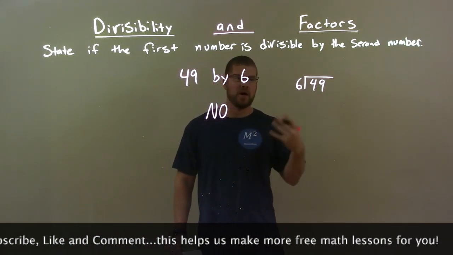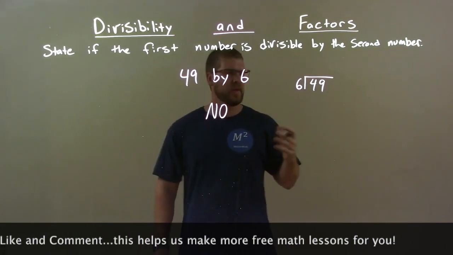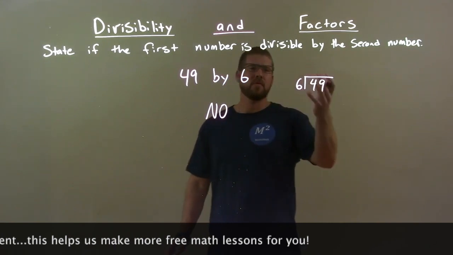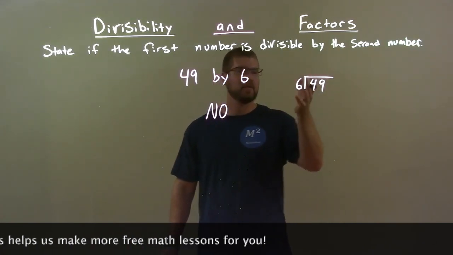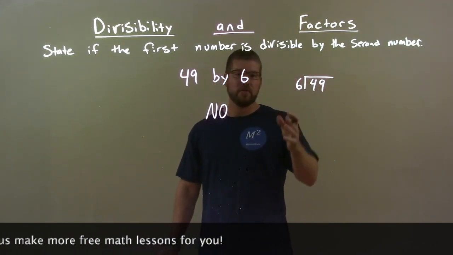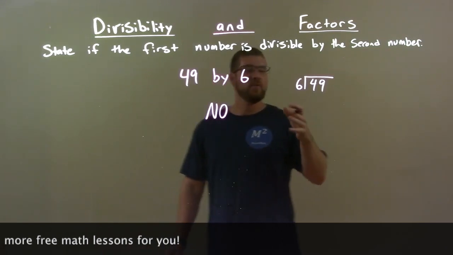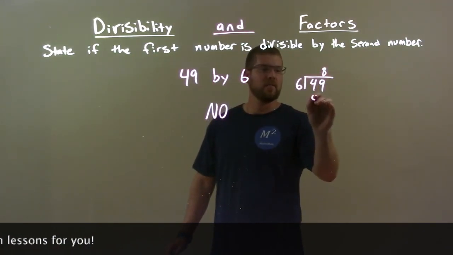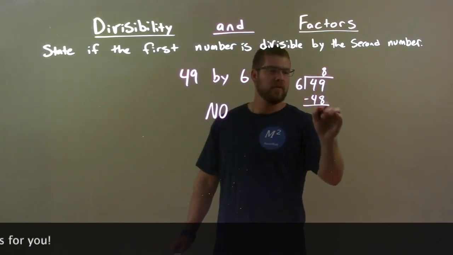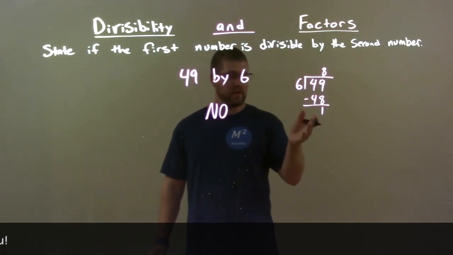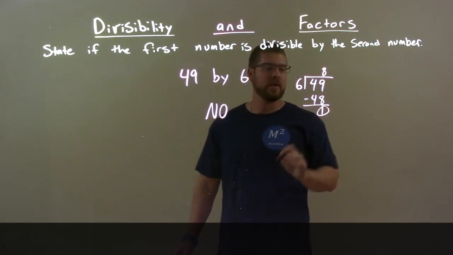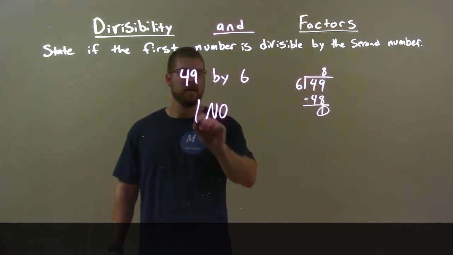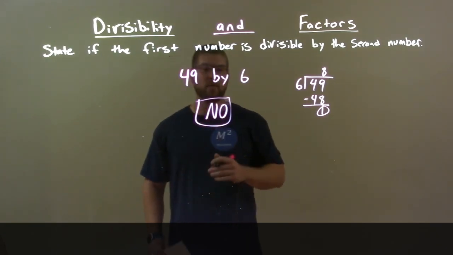What's going on here? Well, what number does 6 go into that is close to 40 something? 7 times 6 is 42, and 8 times 6 is 48. So if we have 8 here, 6 times 8 is 48. We have one remainder, and that remainder shows that it does not go in evenly. So 6 does not go into 49, and no is our final answer.